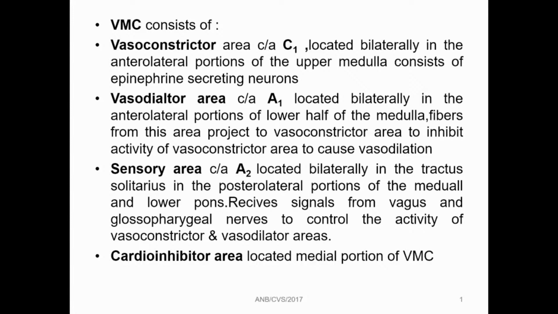Now the sensory area A2 is located bilaterally in the tractus solitarius in the posterior lateral portion of the medulla and lower pons, which receives signals from the vagus and the glossopharyngeal nerves to control the activity of the vasoconstrictor and vasodilator areas. Then the cardioinhibitory area is located, as shown, in the medial portion of the vasomotor center.